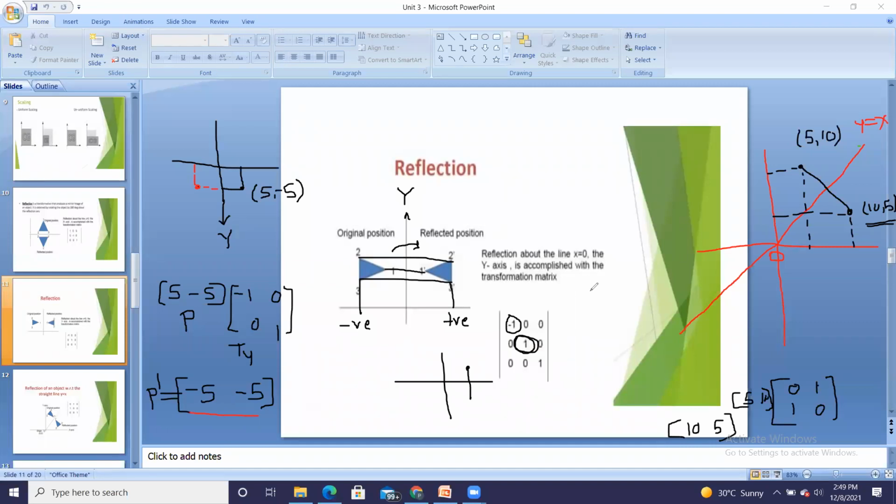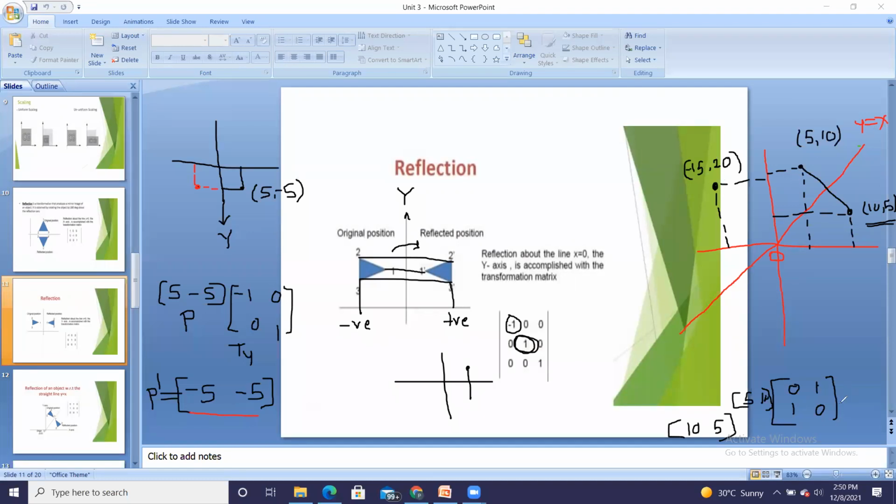Now my question is, suppose I have one point in the third quadrant. Let us consider the coordinates of this point as minus 15 and 20. So the y value is 20 and the x value is minus 15. Let us see whether the same T matrix will be applicable for this point to get the reflection along y equal to x.